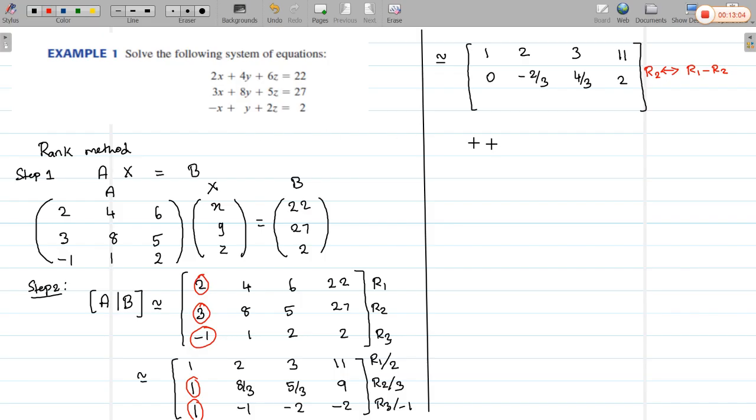Now in R3, same. I am going to perform the operation R1 minus R3. Now with R1 and R3, right? So what do you get now? 1 minus 1, 0. 2 minus of minus 1, 3. 3 minus of minus 2, 5. 11 minus of minus 2, 13. Are you clear with step 3? Is that okay? So now we made this 0, 0.